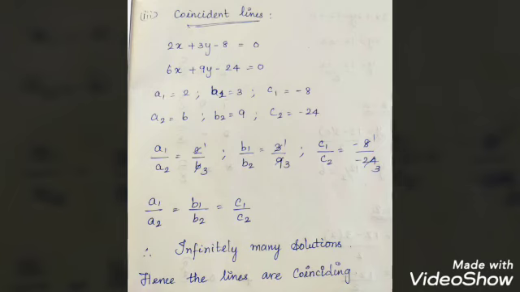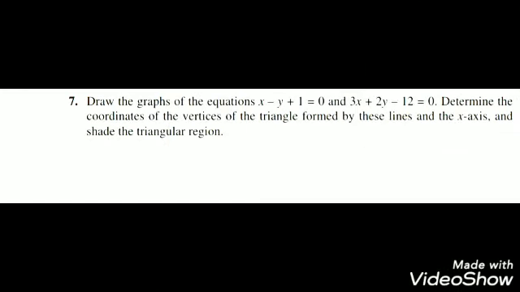Find out the ratios. a1 by a2 is equal to 1 by 3, b1 by b2 is equal to 1 by 3, c1 by c2 is also 1 by 3. Which means a1 by a2 equal to b1 by b2 equal to c1 by c2. Infinitely many solutions. Hence the lines are coinciding. Is this clear? Only three things. Intersecting means we interchange the coefficients of x and y. Parallel means we multiply x and y by a constant. Coincident means we multiply the full equation.